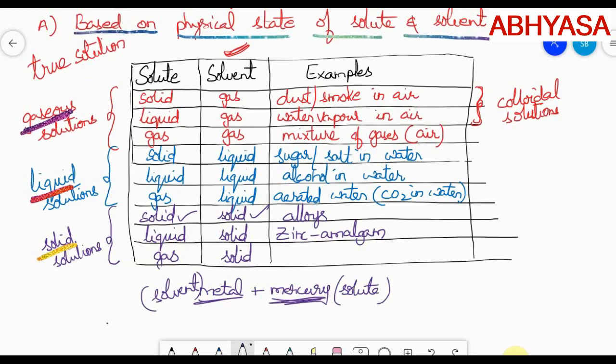And a gas in solid, it is nothing but hydrogen on the surface of palladium. Palladium is a metal. So hydrogen in palladium or on the surface of palladium is an example of gas in solid type of solution. So this is about the classification of the various types of solutions based on the physical state of the solute as well as the solvent.